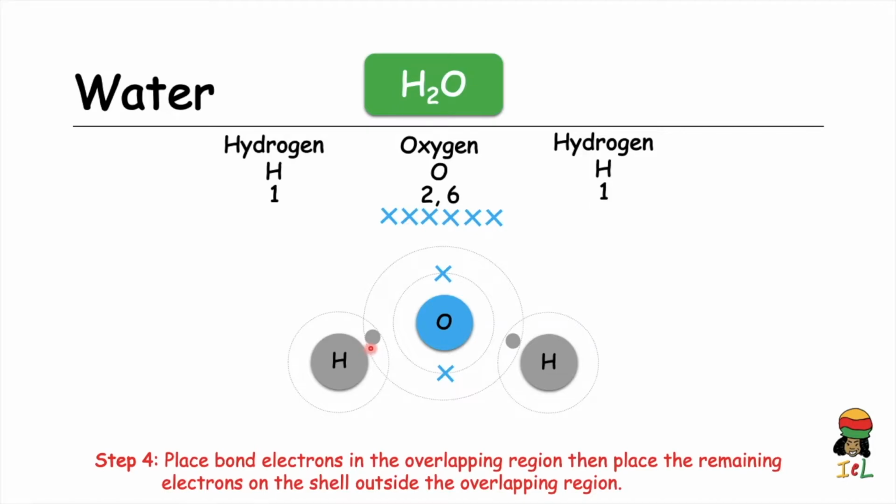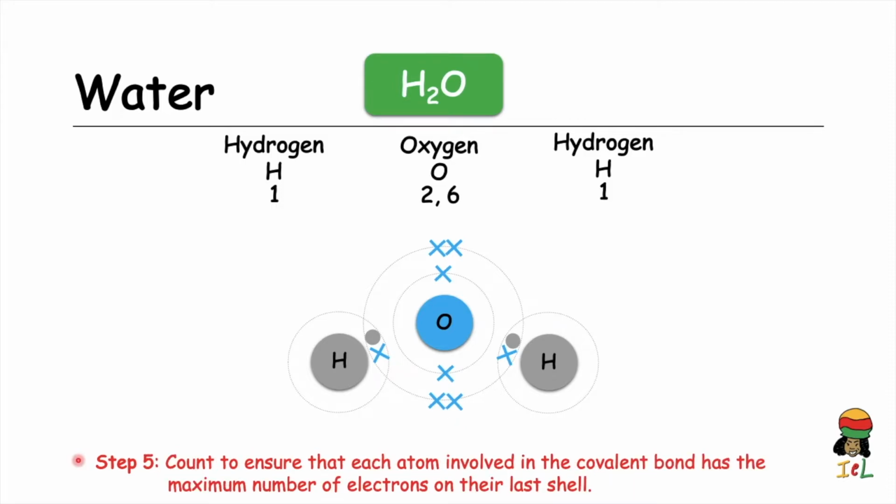Since the first hydrogen shared one electron with oxygen, oxygen will share back one electron with hydrogen. The same happens with the second hydrogen. It shared one electron with oxygen, so oxygen will share one electron with hydrogen. As a result, oxygen now has 4 electrons remaining, and these 4 electrons we place on the shell outside of the overlapping region. Step 5, this is where we're going to count to make sure all the atoms have the maximum number of electrons on their last shell.